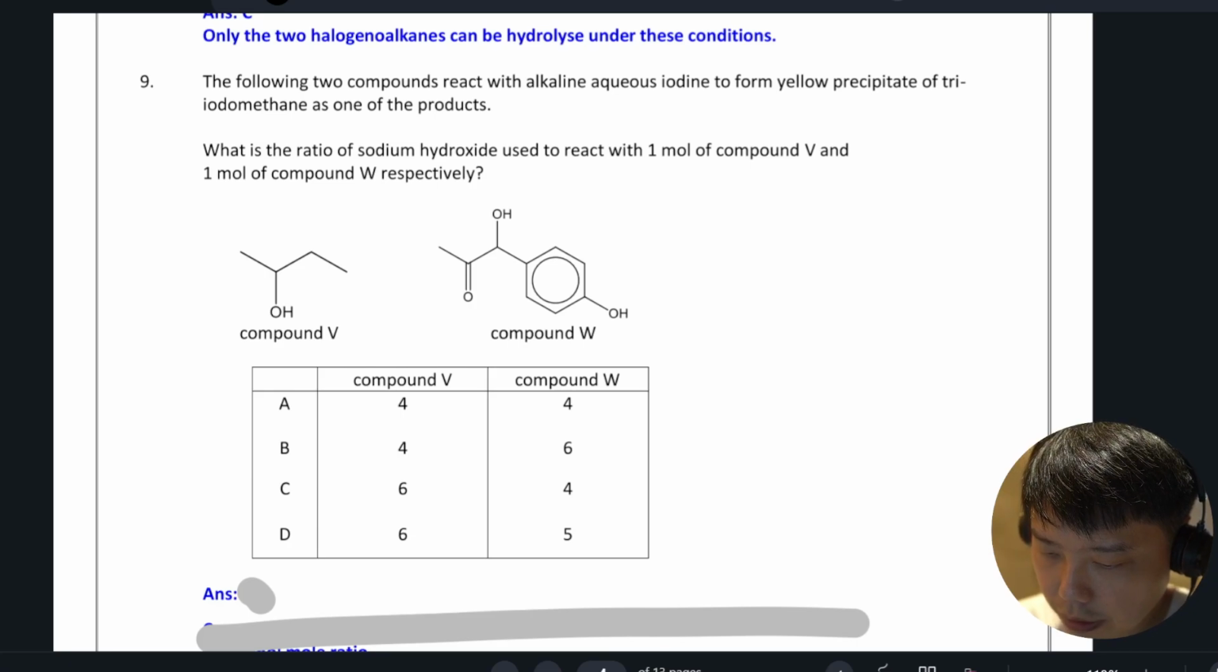On top of that, I think you just need to be careful. For W, there is an additional OH, a phenol group. So you need one more NaOH. Okay, so for compound W, instead of 4 and 6, W needs additional NaOH. So our answer here is D.